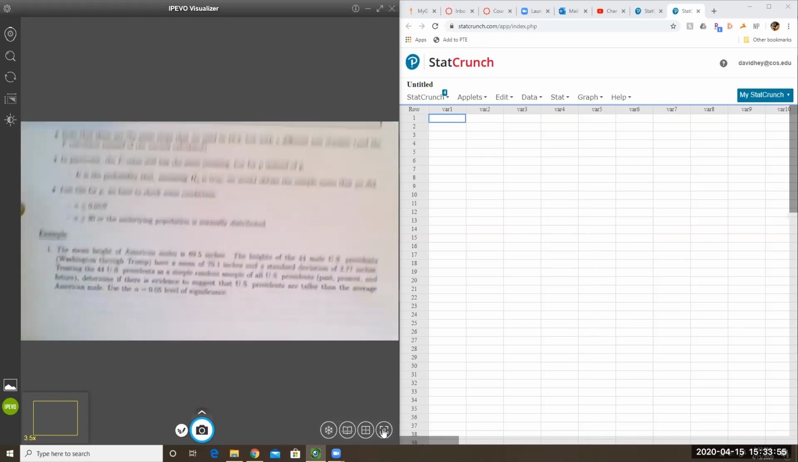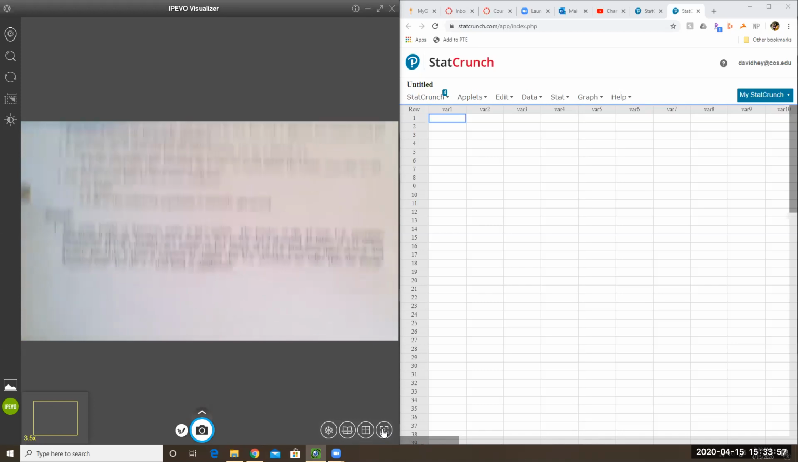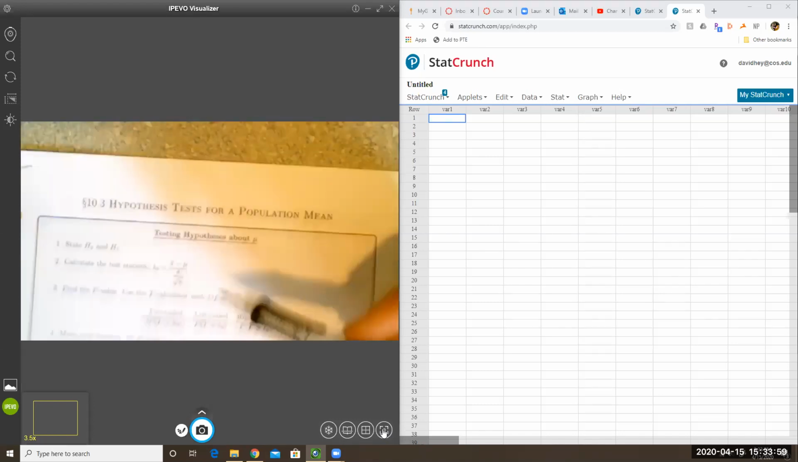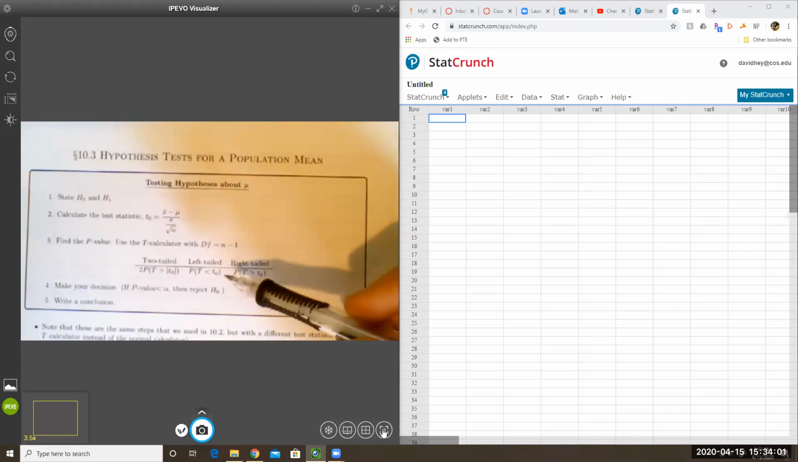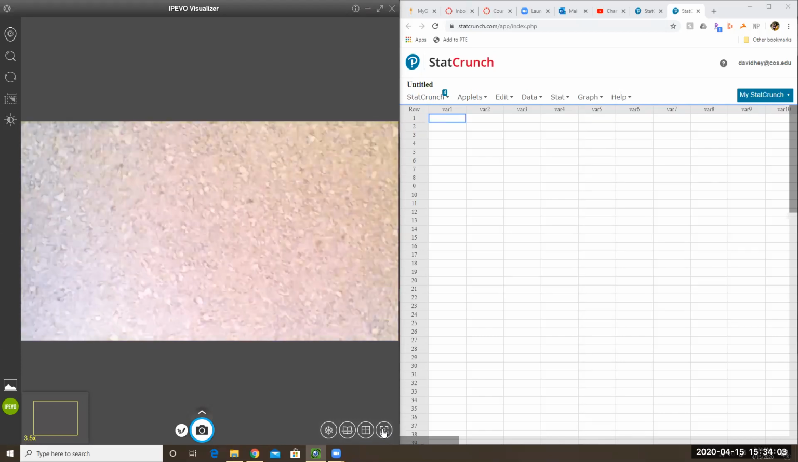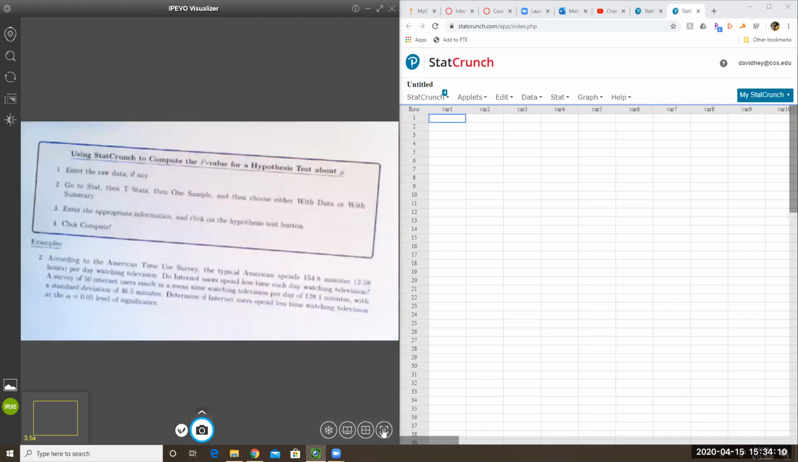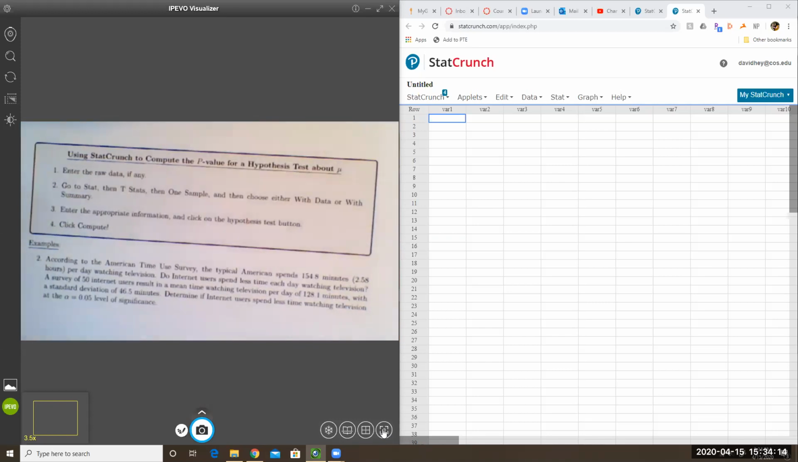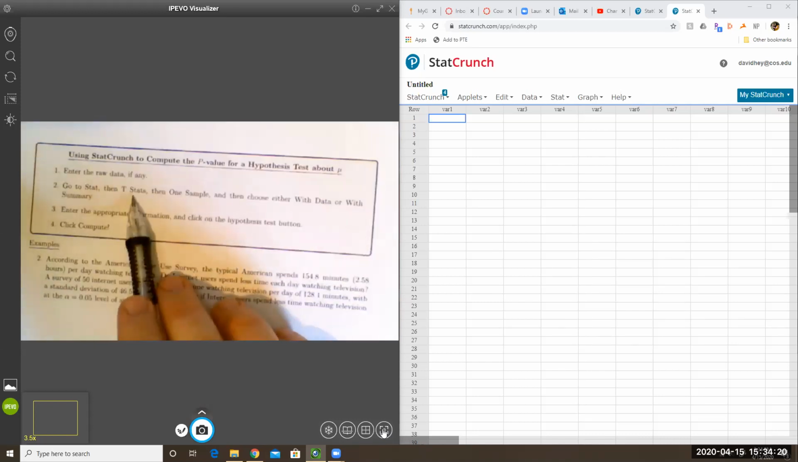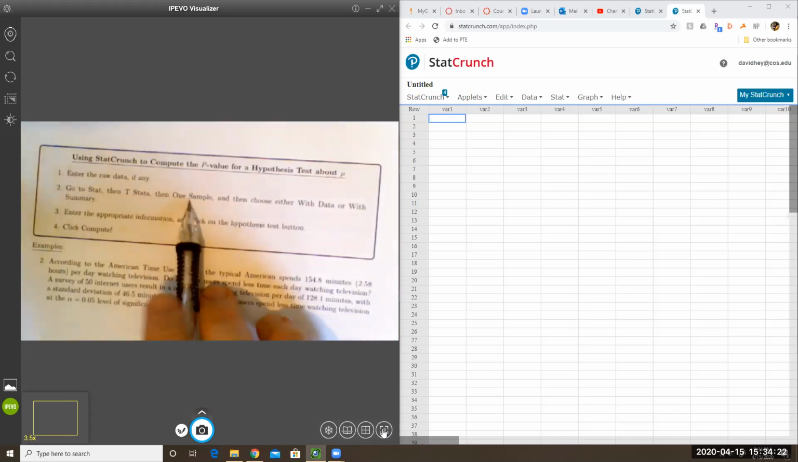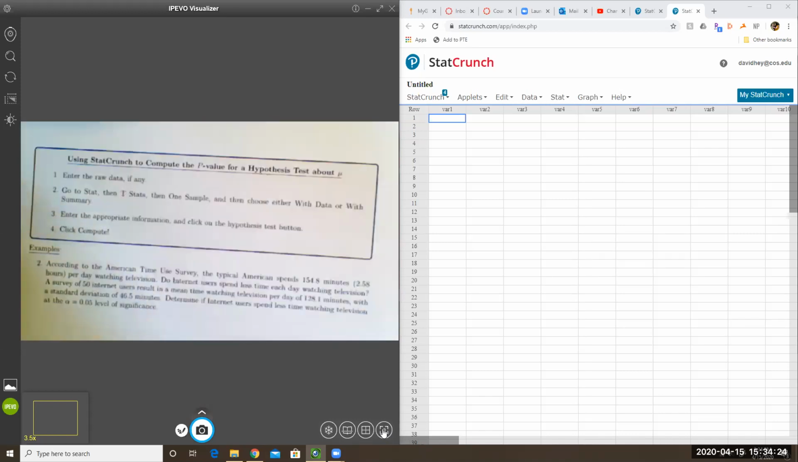This first example here is an example of actually doing these computations up here by hand. And I'm not sure I want to do that. I think, just like in 10.2, I'm going to let StatCrunch do this for us. So here's the StatCrunch procedure. Again, very similar to the way that we compute confidence intervals for the mean. We're going to go to stat, and then t-stats, then one sample, and then either with data or with summary.